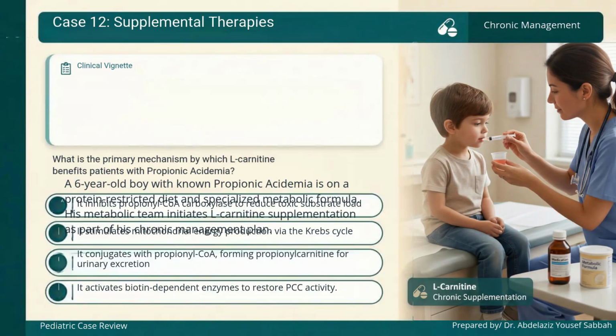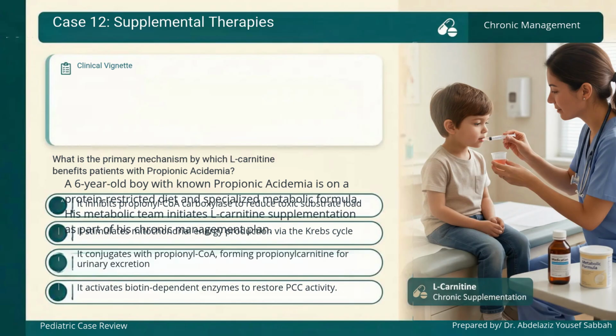intake. Case 12. A 6-year-old boy with known propionic acidemia is on a protein-restricted diet and specialized metabolic formula. His metabolic team initiates L-carnitine supplementation as part of his chronic management plan. What is the primary mechanism by which L-carnitine benefits patients with propionic acidemia?